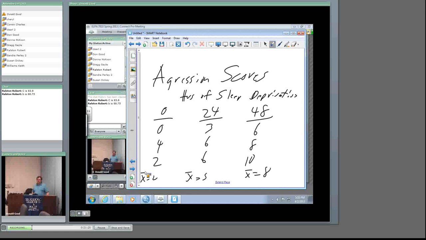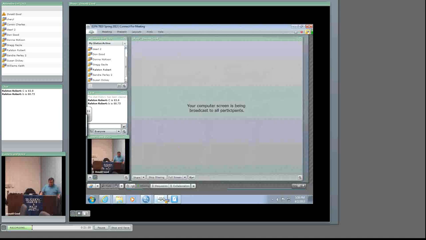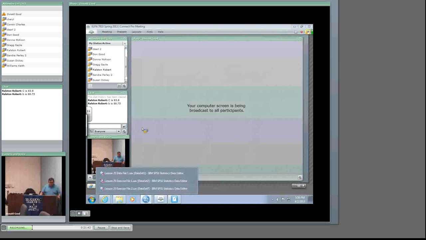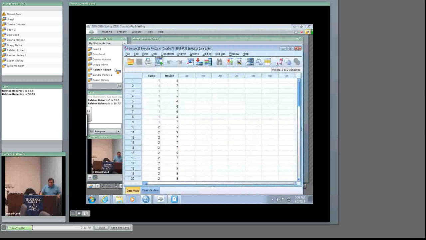Is there any significant difference between any of these means? And again, I don't know. We're about to find out, though. And these are separate people, so the groups are independent, yes. So I'm going to go to SPSS. I'm going to open up a blank file.